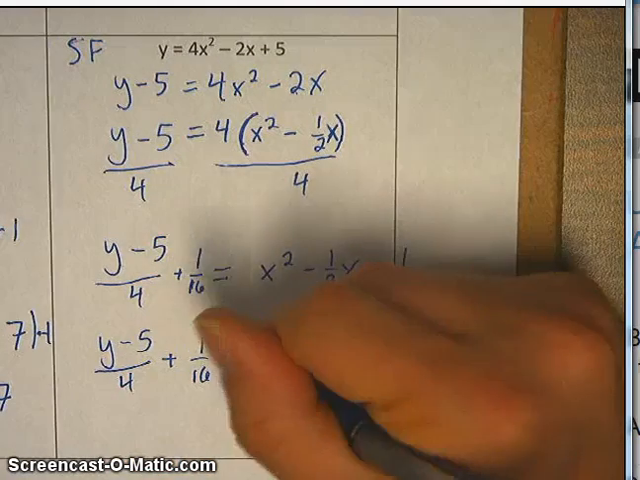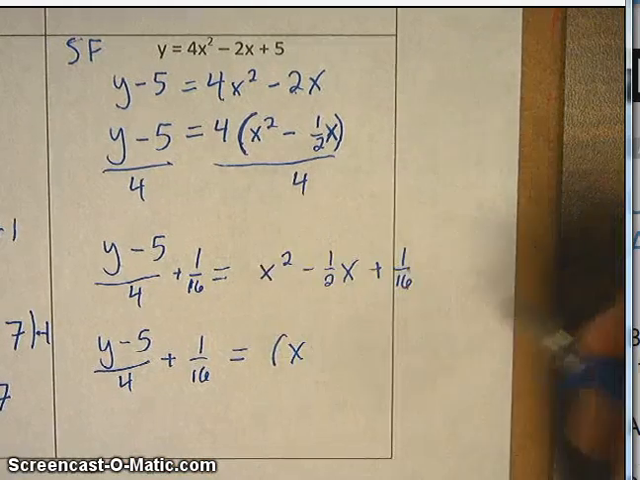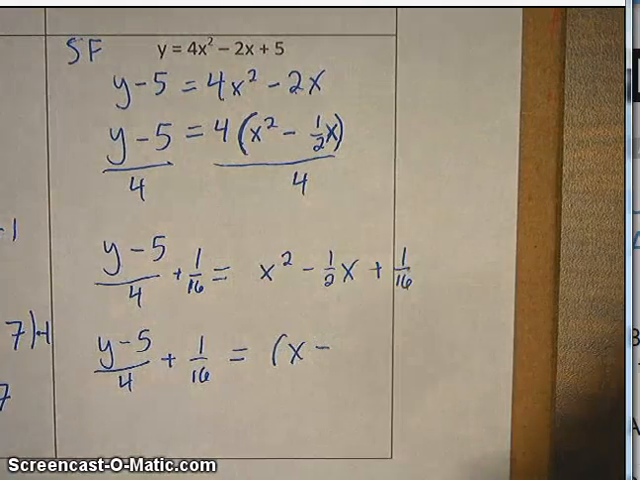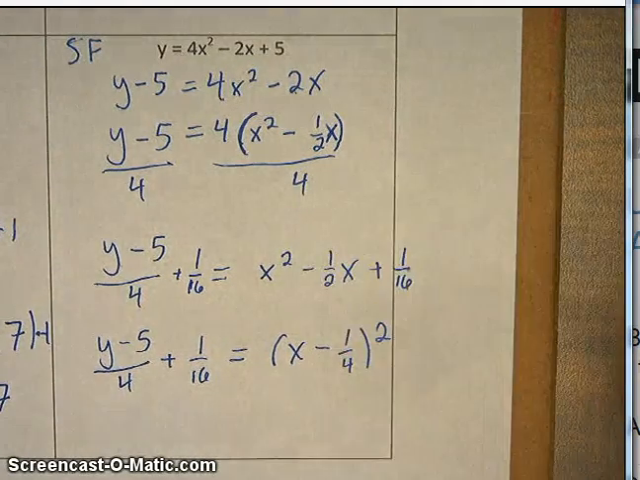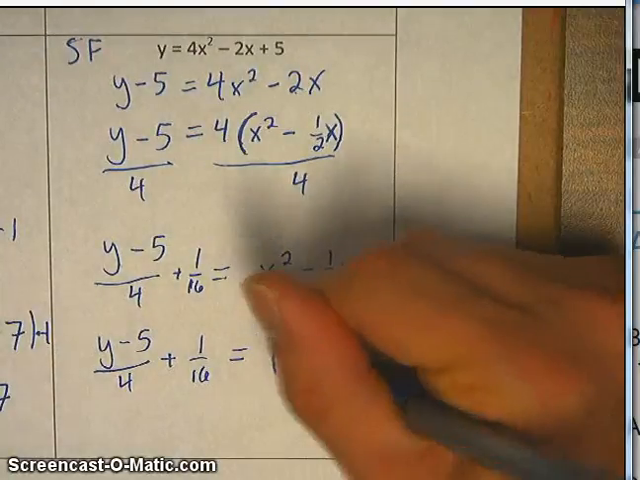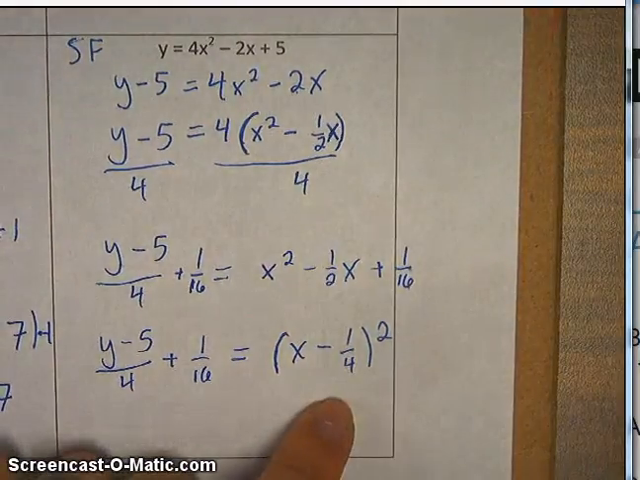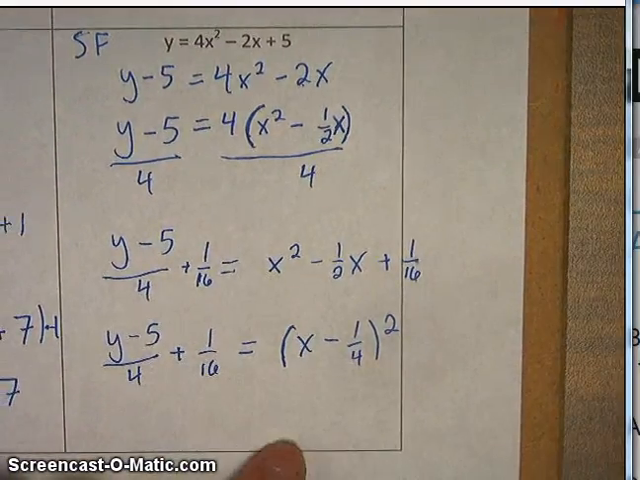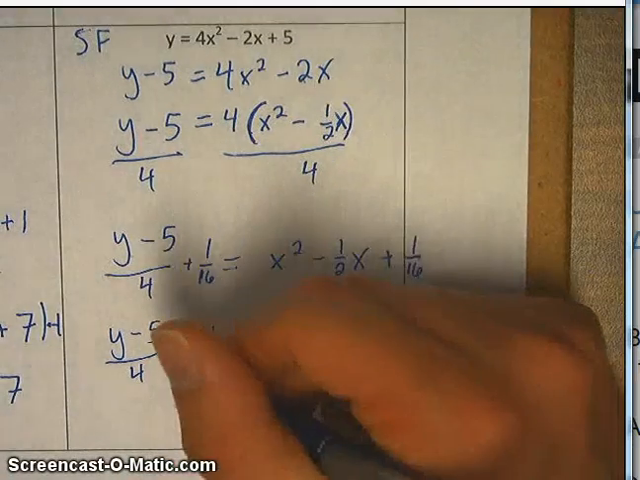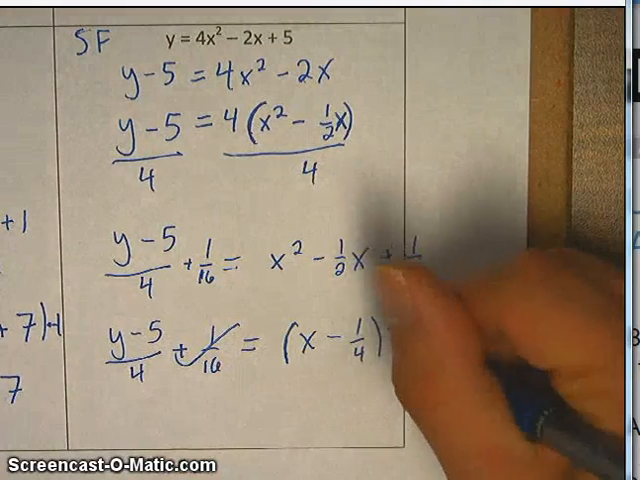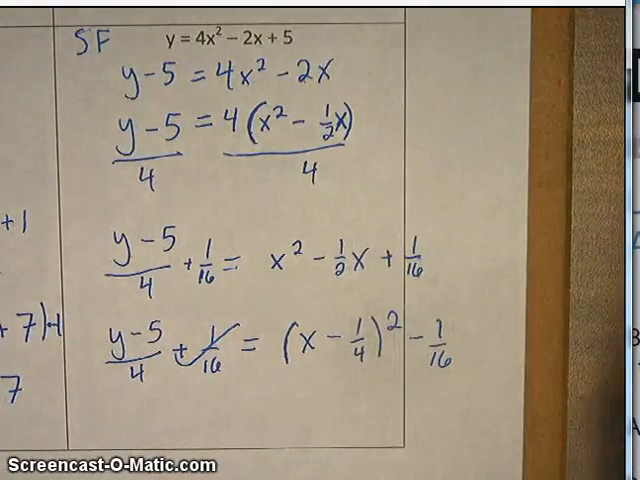And the right, we can rewrite it as x minus, what's half of negative 1/2? That's 1/4 squared. Okay, now that I've got this thing nice and pretty right here, I can start getting the y by itself. So I'm going to subtract 1/16 from both sides. So I'm just going to do that right here. Minus 1/16.